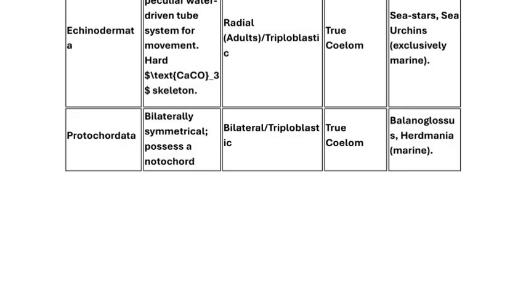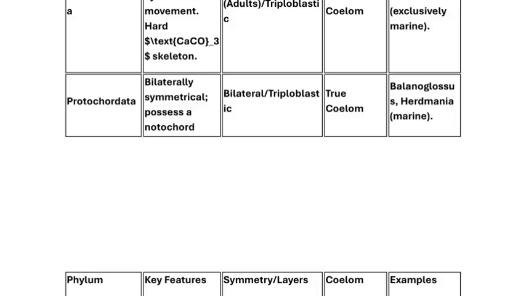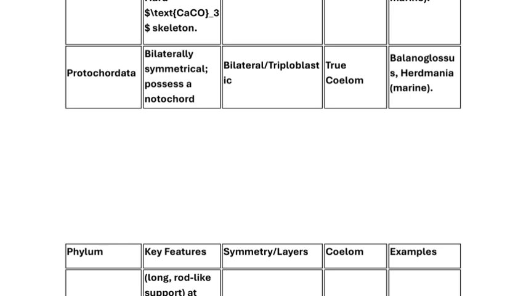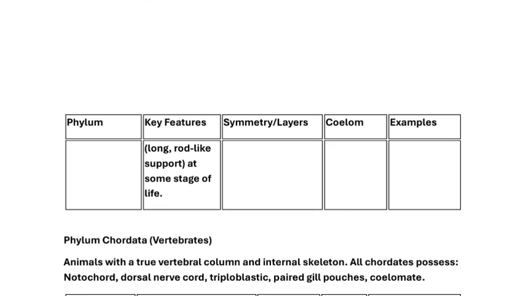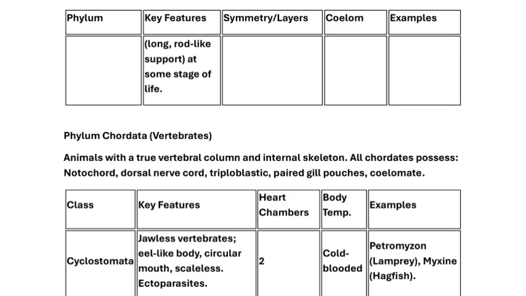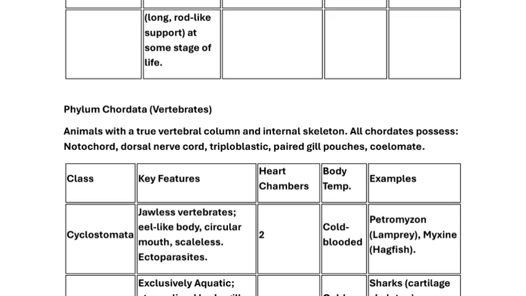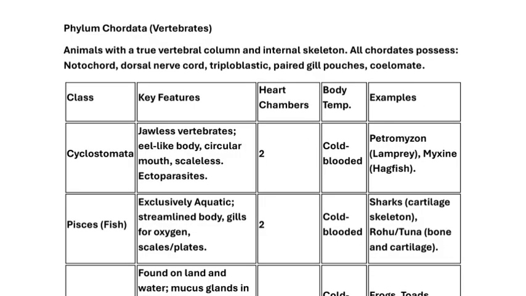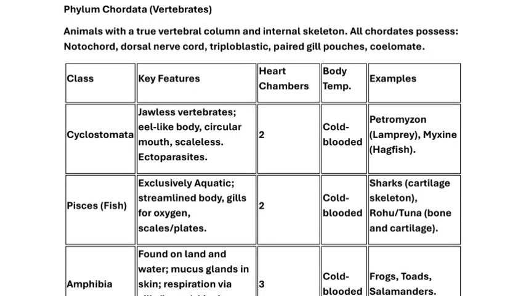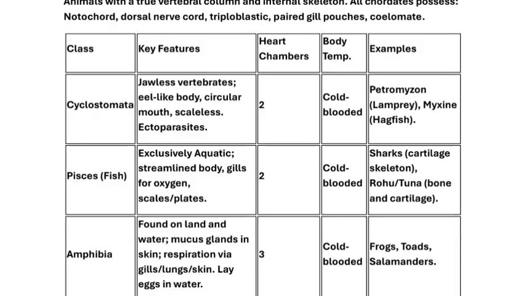Protochordata: bilaterally symmetrical, triploblastic, true coelom, possess a notochord, a long, rod-like support, at some stage of life. Examples: Balanoglossus, Herdmania, marine. Phylum Chordata, vertebrates: animals with a true vertebral column and internal skeleton. All chordates possess a notochord, dorsal nerve cord, are triploblastic, and have paired gill pouches.